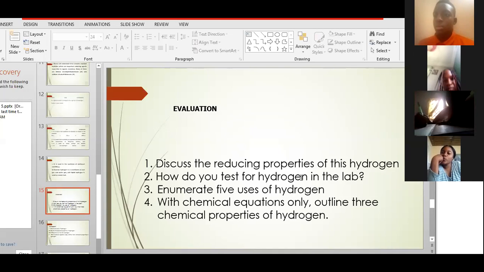Number 2, how do you test for hydrogen in the laboratory? Number 3, highlight 5 uses of hydrogen. Number 4, with chemical equations only, outline 3 chemical properties of hydrogen.